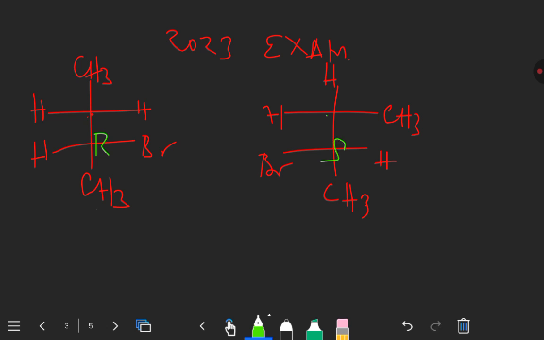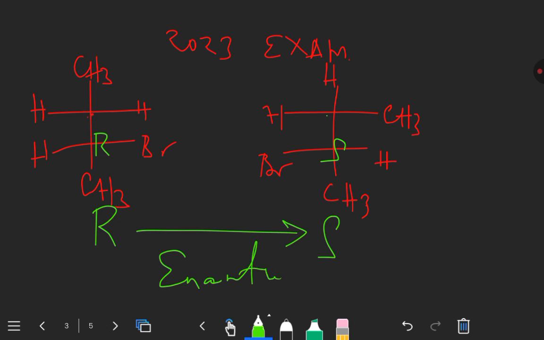Because we have a mirror image, the mirror image of R gives us S. So here these are mirror images of each other, and for that reason, these are enantiomers. For enantiomers, we said they are mirror images of each other. So these are simply enantiomers.